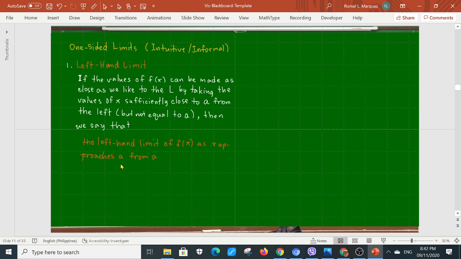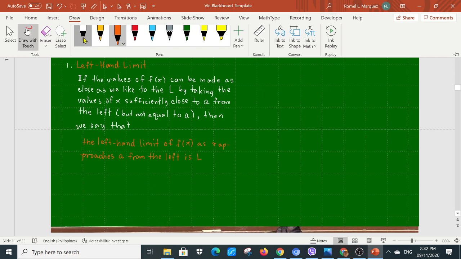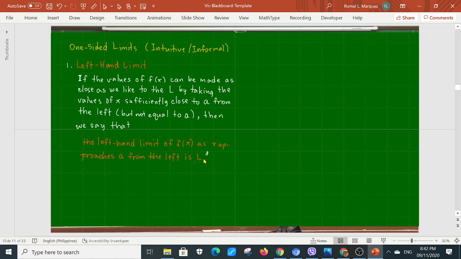Approaches A from the left of what? From the left is what? Is L. And how do we write that mathematically?